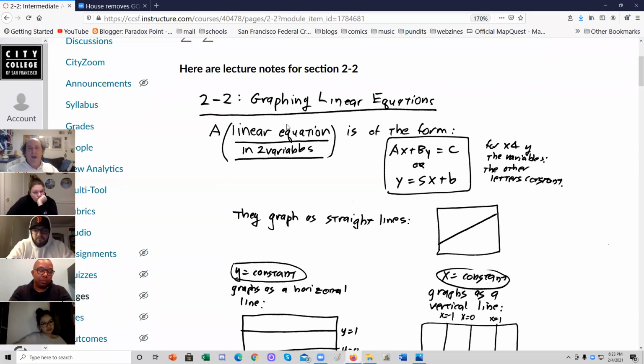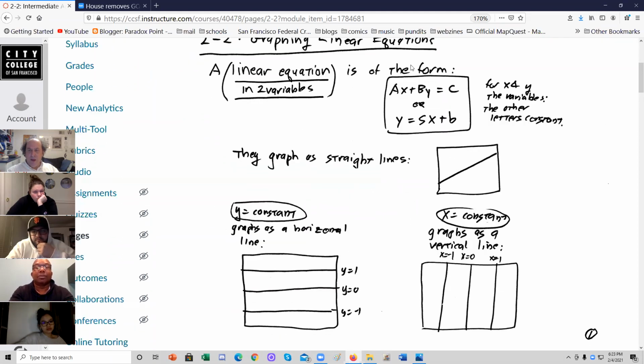Now, a linear equation in two variables has one of these two forms: ax plus by equals c, or y equals sx plus b, where x and y are the coordinate variables, and a, b, c, s, and b are constants. Written either way, they graph as straight lines in the plane. Y equals constant, for example, graphs as a horizontal line. X equals constant graphs as a vertical line.